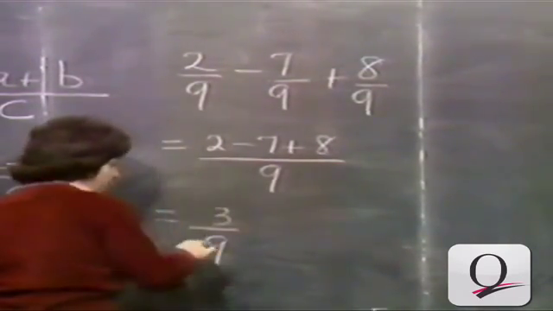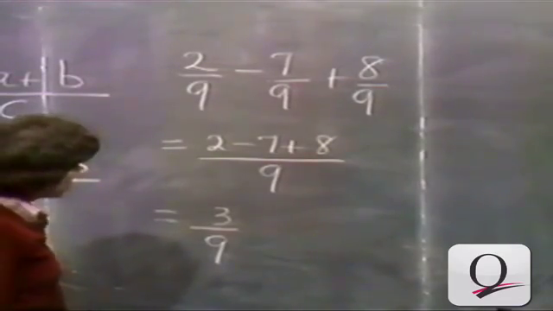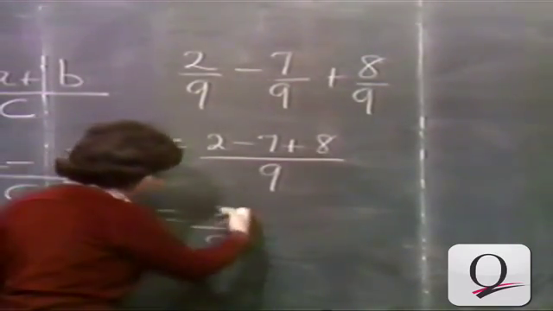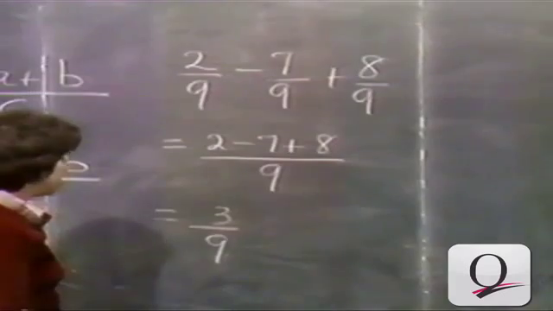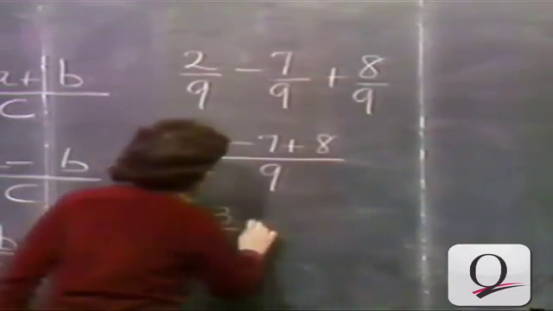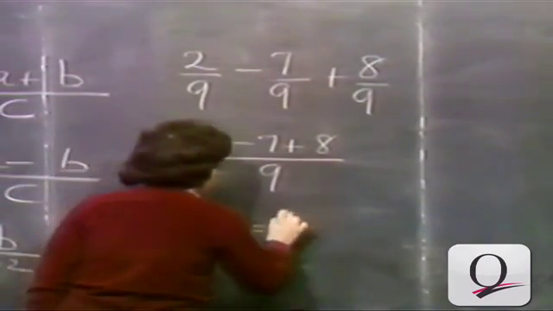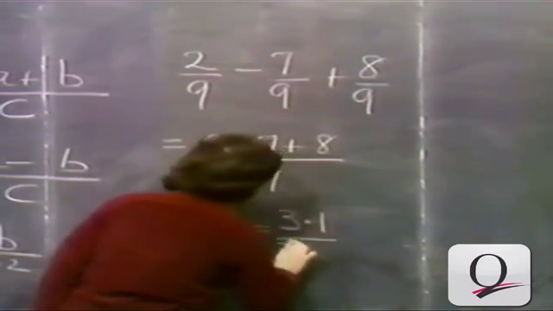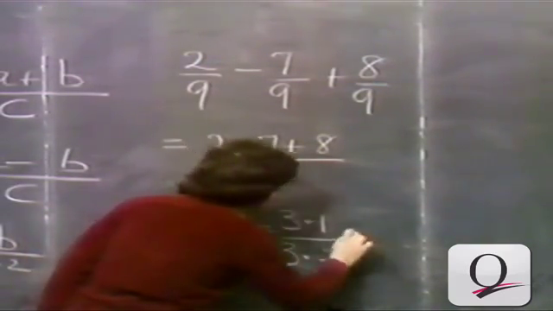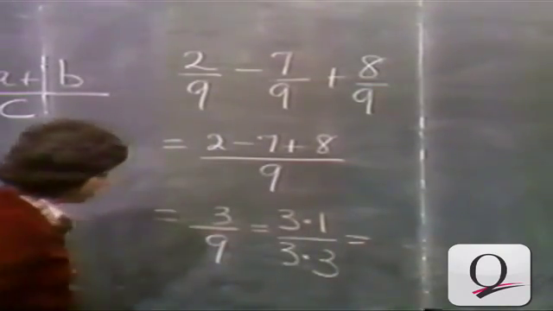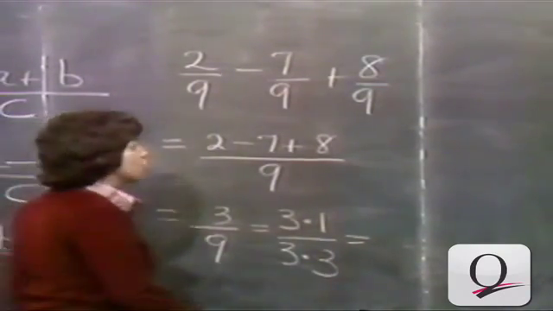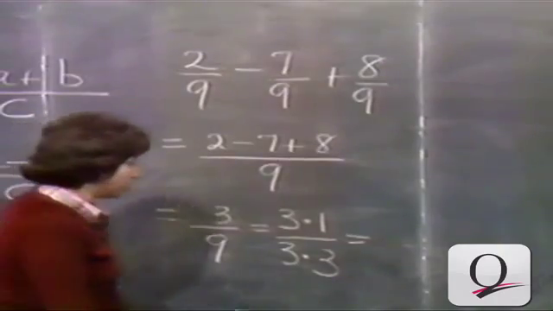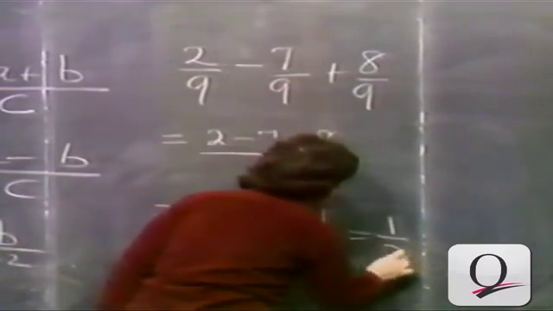Now, this particular fraction is not in lowest terms. The numerator and the denominator have a factor in common. The factor, of course, is 3. We can rewrite the numerator as 3 times 1, and the denominator as 3 times 3. And we see here the 3's will cancel. This is according to the fundamental principle of fractions. The final answer here will be 1/3.